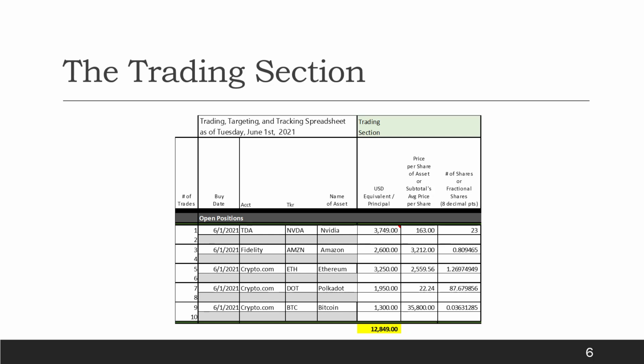The next column is the per share stock price or the per coin or token crypto price. The third column is number of shares or fractional shares, what we can buy in whole or in fraction. What we have budgeted for an asset line divided by the per share price or the per coin or token price equals the quantity of that asset. Next, we move into the targeting section.